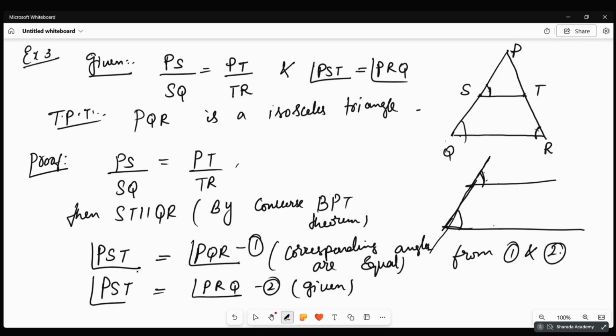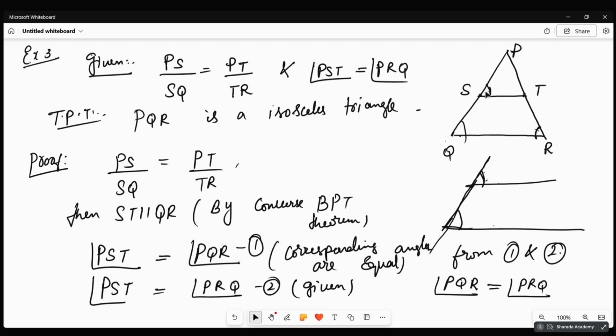I can write, since the LHS are equal, the RHS are also equal. So angle PQR is equal to angle PRQ. These two angles are equal. Now we have proved the two angles are equal. In a triangle, if two angles are equal, then the sides opposite to the equal angles will be equal. Write that statement. Clear, no?